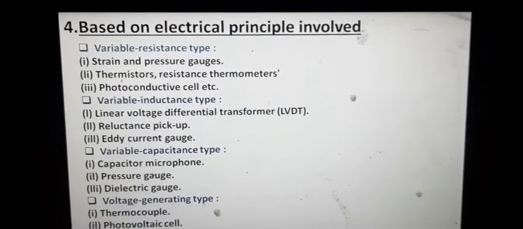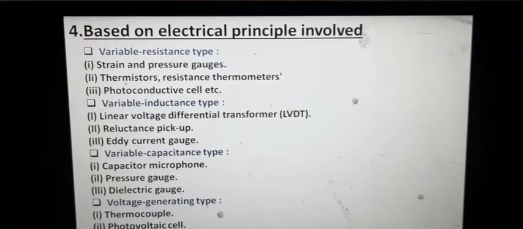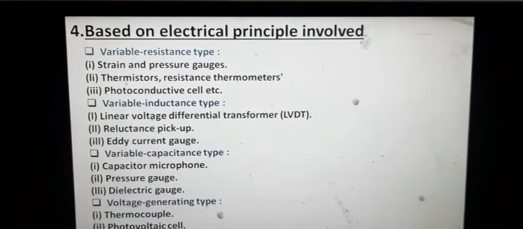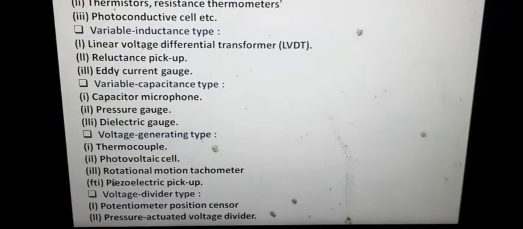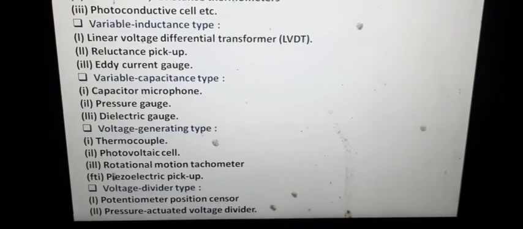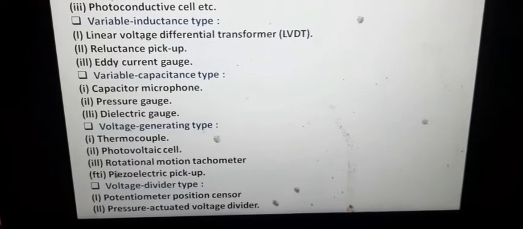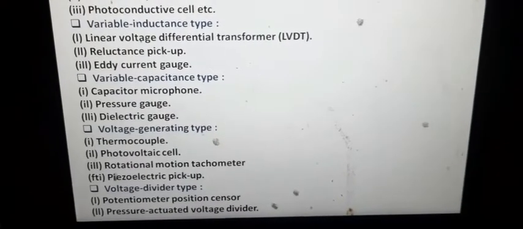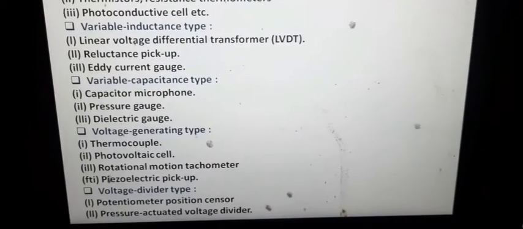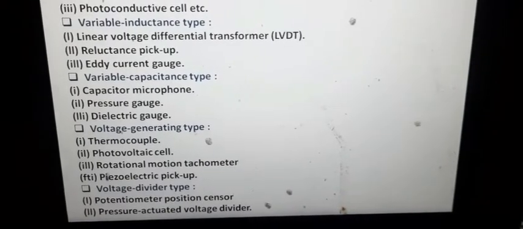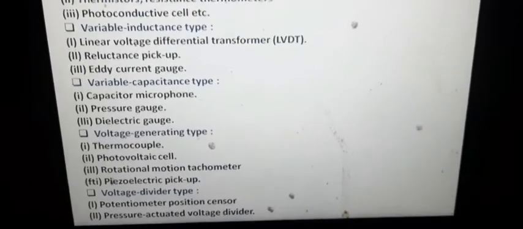In the variable inductance type, the examples are linear variable differential transformer, that is LVDT, reluctance pickup, and eddy current gauge. In the variable capacitance type, the examples are capacitor microphone, pressure gauge, and dielectric gauge. In the voltage generating type, the examples are thermocouple, photovoltaic cell, piezoelectric pickup, and rotational motion tachometer. Tachometer is used to measure the RPM. And the voltage divider type includes potentiometer, position sensor, and pressure actuated voltage divider.